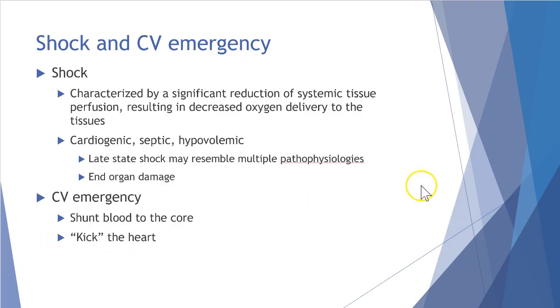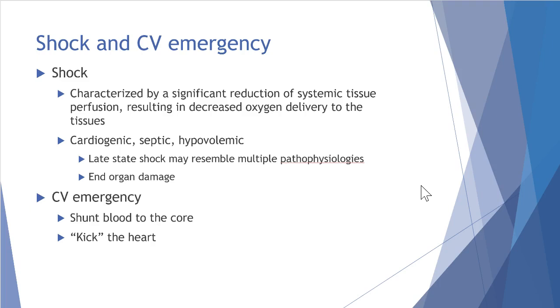Shock and CV emergency, we'll talk about this again during emergency medicine and critical care, but shock is a significant reduction of systemic tissue perfusion, resulting in decreased oxygen delivery to tissues. There's cardiogenic, septic, and hypovolemic, and they can all have different underlying etiologies. Septic shock we talked about a little bit with respect to sepsis and systemic inflammatory response from an infection. That's a pretty common presentation.